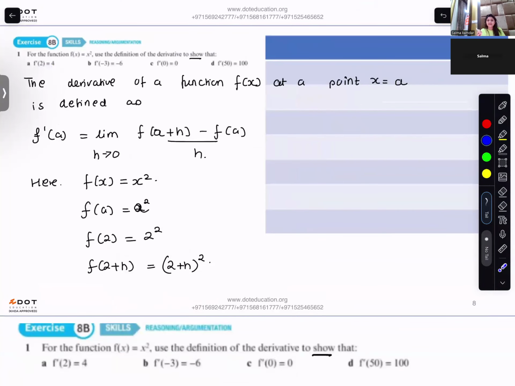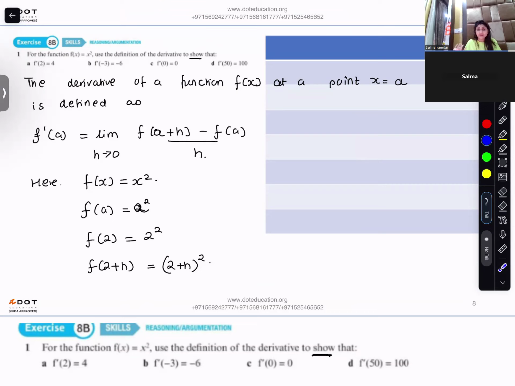We know that the derivative of a function f of x at a point x is equal to a. x can be equal to a, x can be equal to 2, x can be equal to 3, 4, or anything. It is defined as f dash a is equal to limit h tends to 0, f of, instead of x, I'm writing a, so f of a plus h minus f of a divided by h.